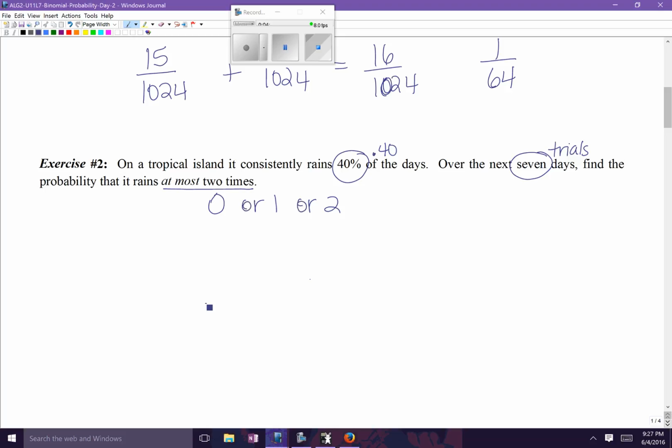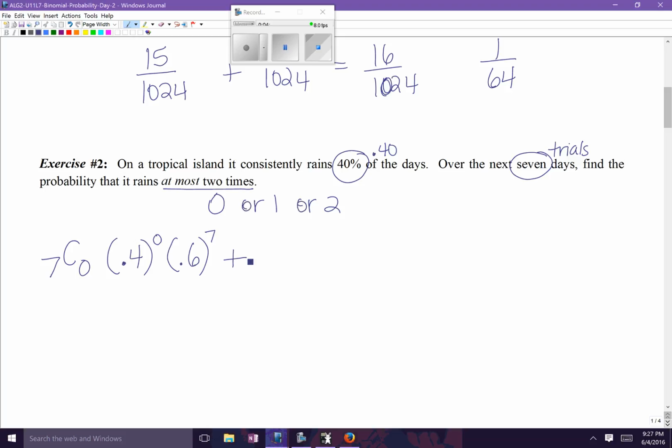So the probability that it rains 0 times would be the probability that it rains, and we want this to occur 0 times. So if the probability that it's raining is 0.4, that means the probability that it is not raining would be 0.6, and we want that to happen 7 times.